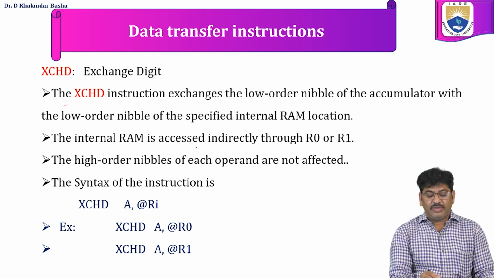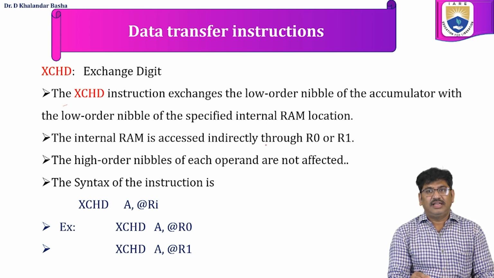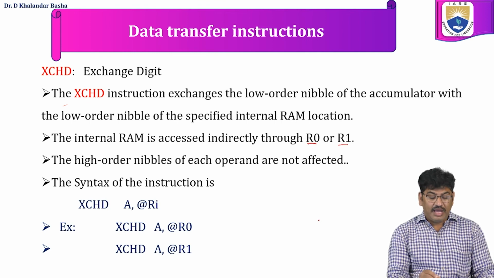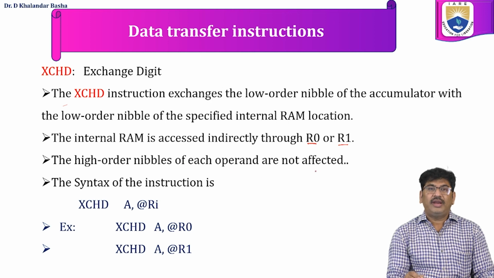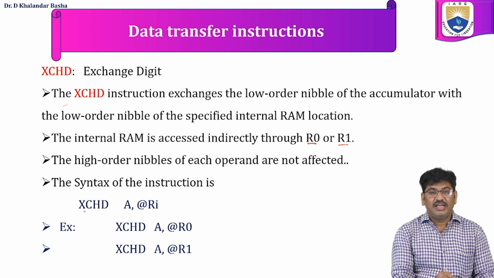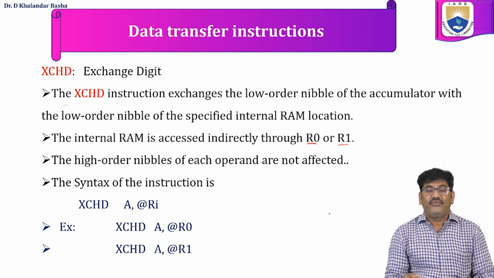The internal RAM is accessed indirectly through the R0 and R1 registers only. The higher order nibble of each operand is not affected. The syntax of the instruction is XCHD A comma @Ri, where Ri can be R0 or R1.